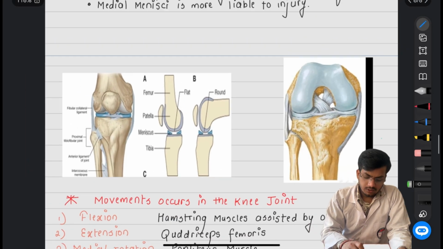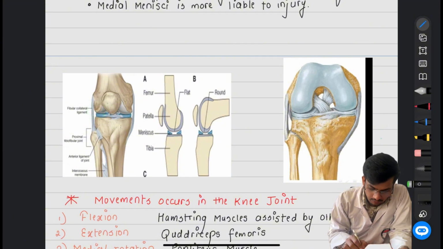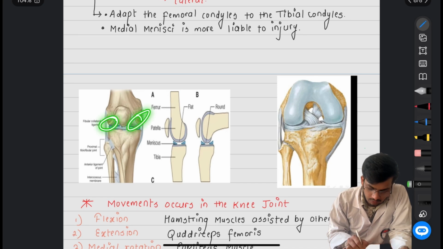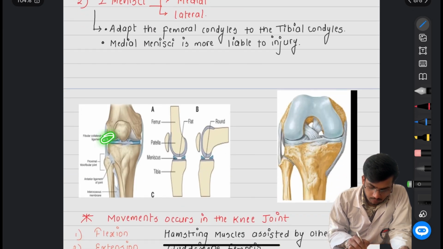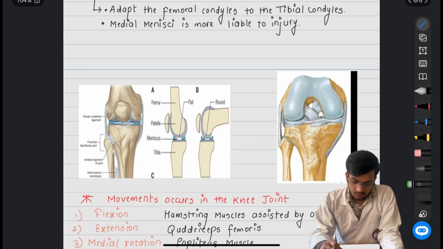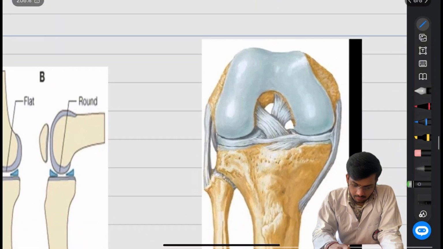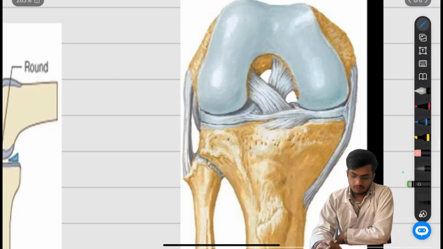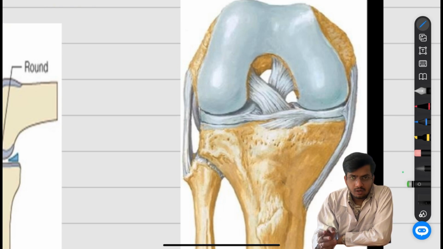You can see this is the femoral condyles. This is your tibial condyles, and this is your femoral condyles. This is your tibial condyles. This is your patella, or kneecap, that forms the knee joint. Then you can see this structure, we have two accessory ligaments and two menisci.